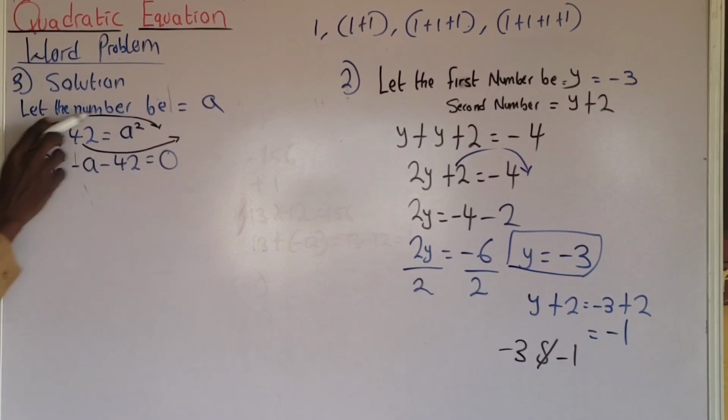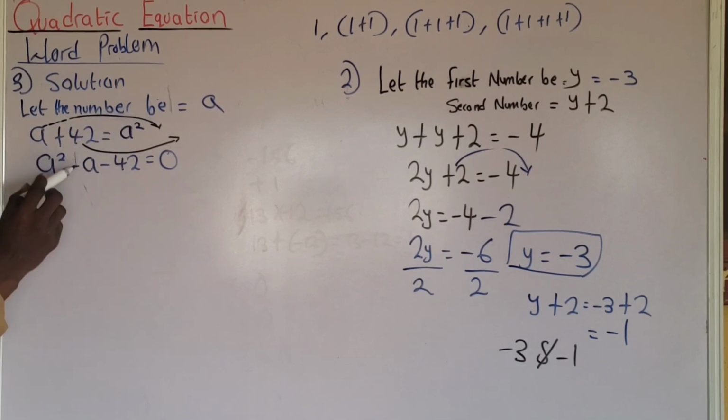If this a crosses the equals sign, it changes to negative, so I have negative a. If this positive 42 crosses the equals sign, it changes to negative, so I have negative 42. Do you understand? Equals 0. Now, how do we solve this question?